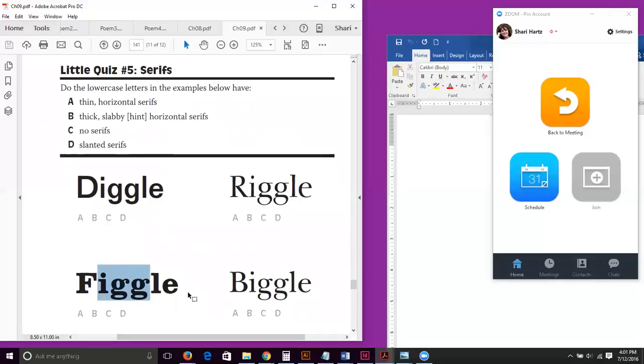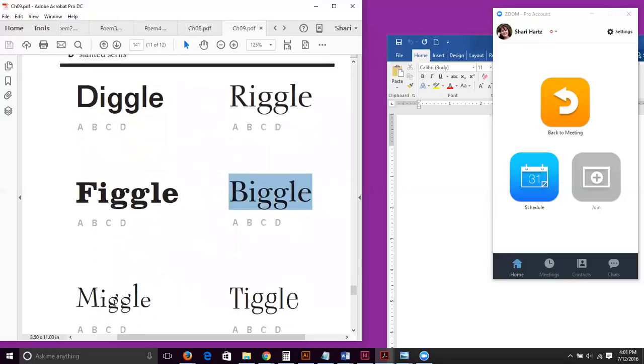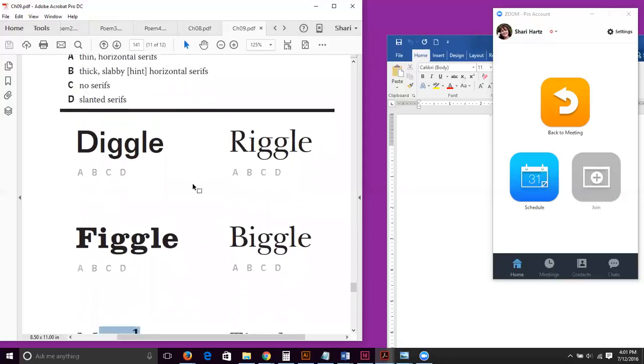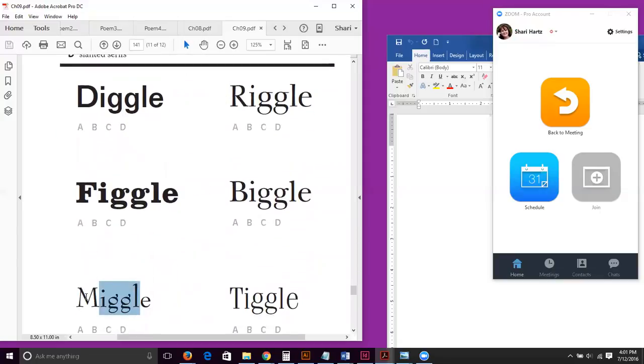How about Biggle? That's what she was trying to do with Diggle, the B with thick, slabby, horizontal serifs. Yeah, and they're horizontal, so there's no slanted serif on that one, but there is on Biggle. Yeah, you see the L? Yes. How about Figgle? It's a thinner one, so that probably would fall under the thin horizontal serif, maybe. Yeah, because we could see these ones are thin. There's other things that are thin, but that's more obvious.